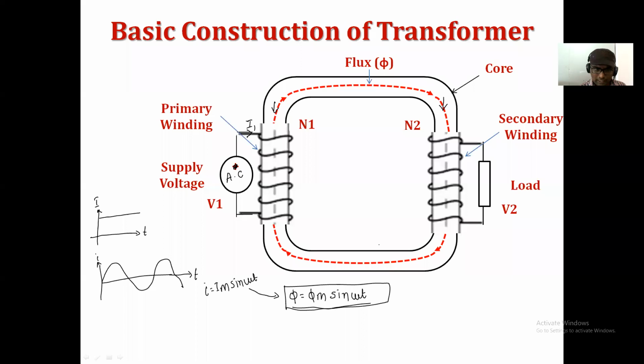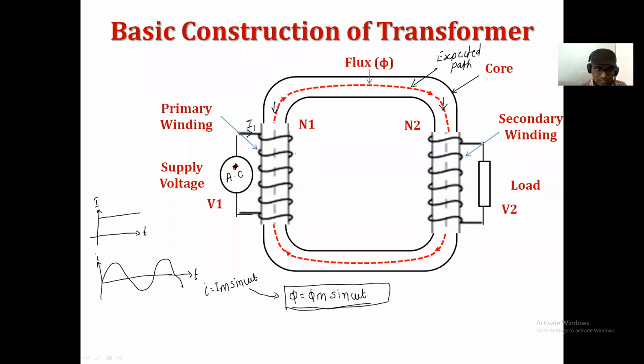Now, when this alternating magnetic flux flows through the core, this is the expected path of the core, and this is the expected path of the magnetic flux. And as we know, on the two sides of the core, the two windings are there. When this alternating magnetic flux flows in the core, definitely it links with both the windings. And when this alternating flux links with both the windings, according to Faraday's law, EMF is induced.